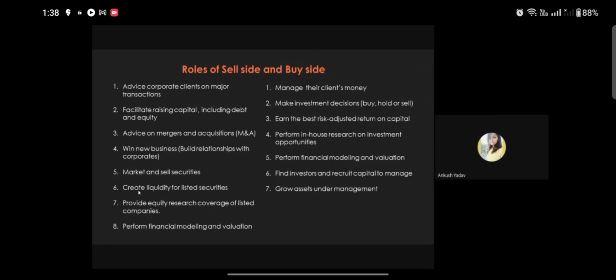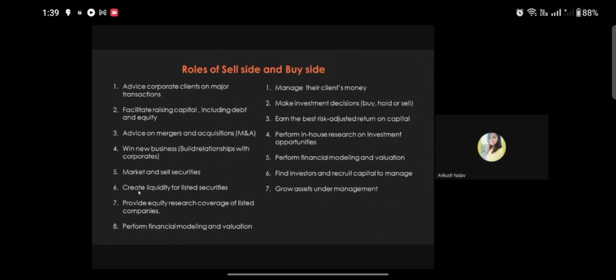On the sell side, they advise the corporate clients on major transactions. They facilitate raising capital, including debt and equity. They advise on mergers and acquisitions, and they also help in winning new business. They create the liquidity for listed securities and provide equity research and coverage. They also have analysts who do the research and coverage on different stocks, and they also perform the financial modeling and valuation.